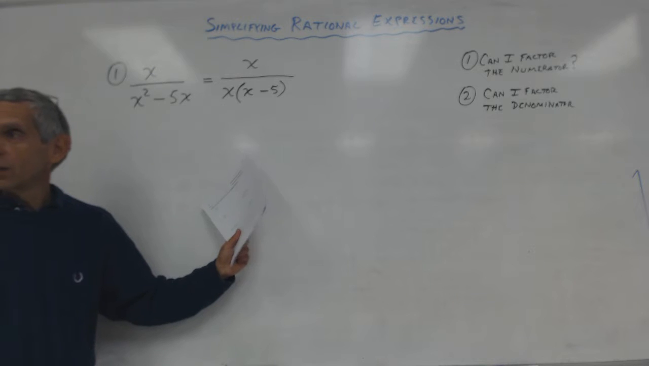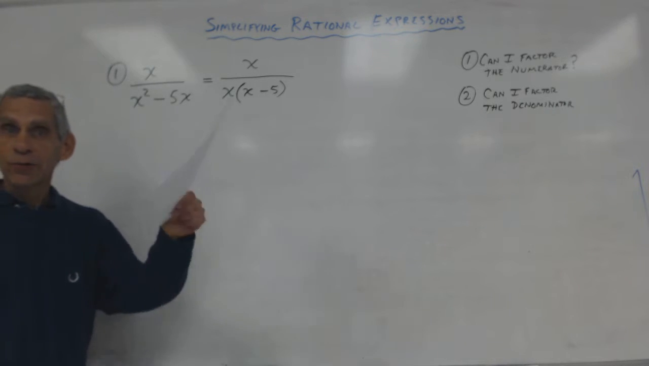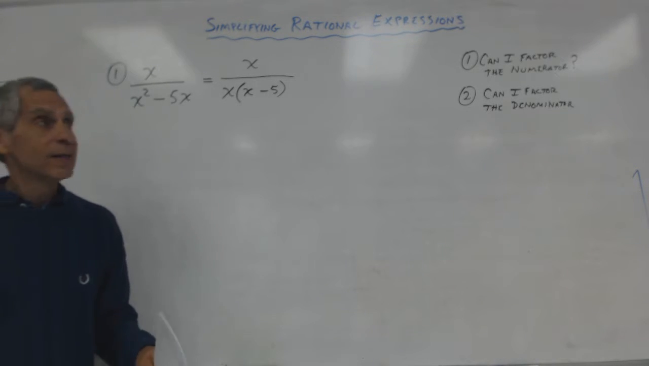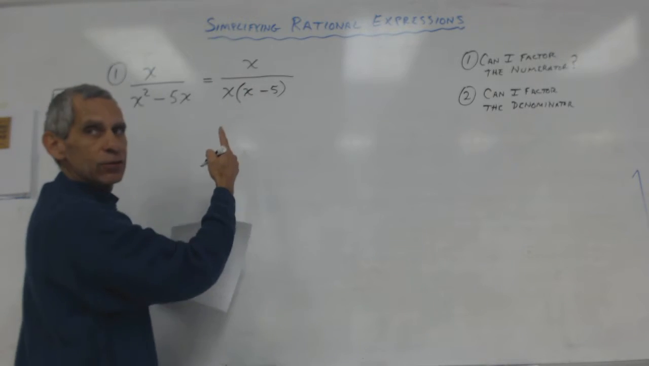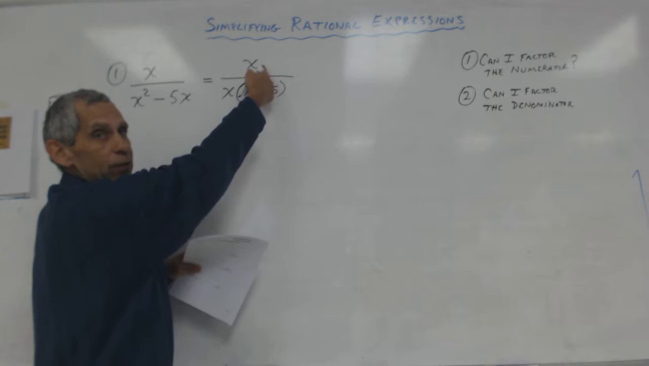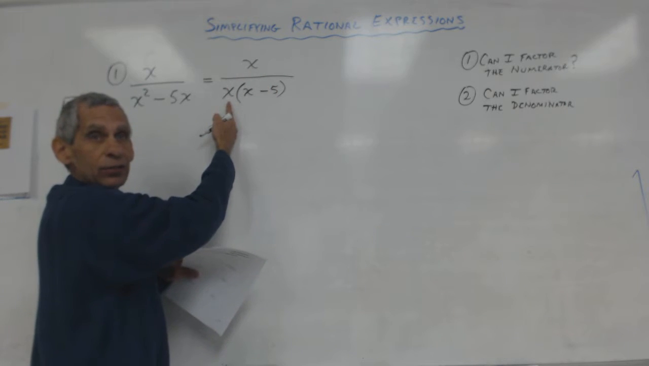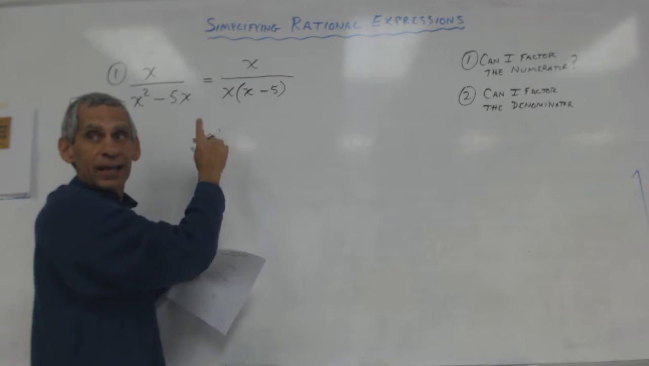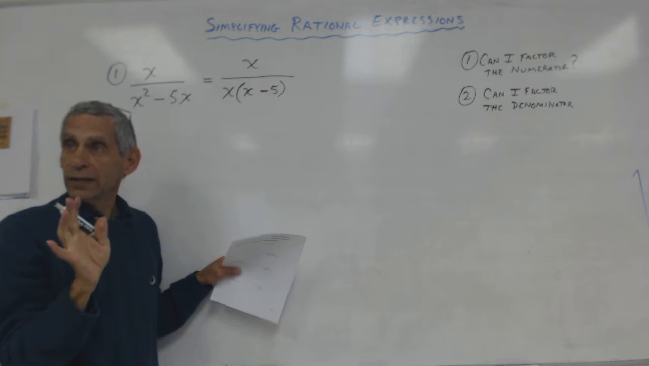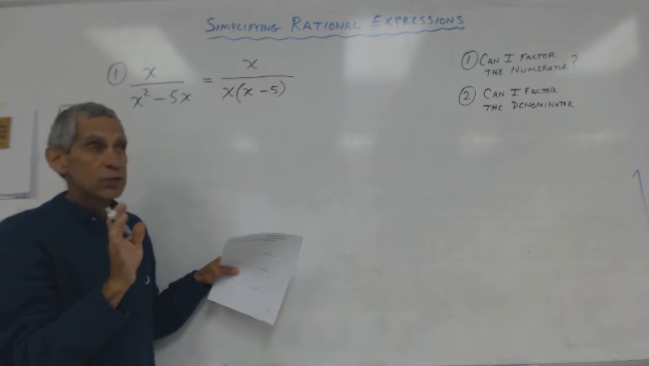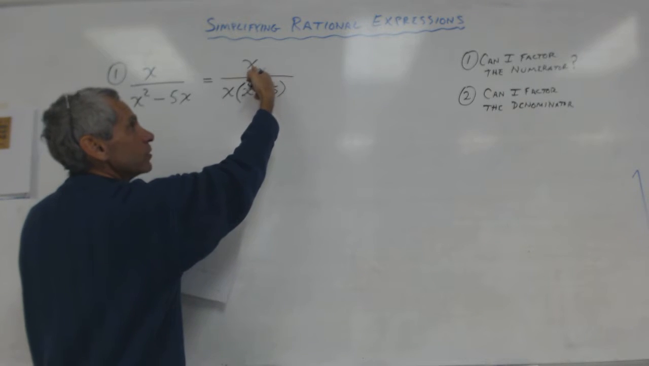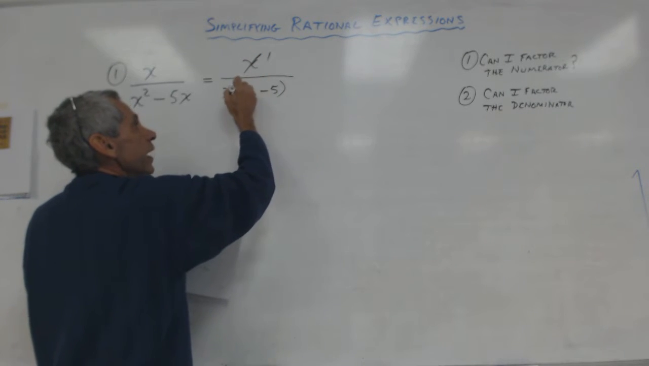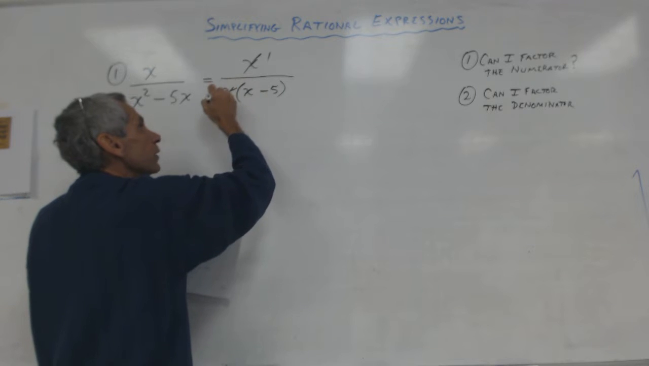Now, what do you notice that's the same upstairs and downstairs? The x. Okay, now, does that mean, when I take it out, notice this x is upstairs and this x is downstairs. This is a fraction. I can't just make the fraction go away. It's still a fraction, right? So what I'm doing is saying x goes into x once and x goes into x once.